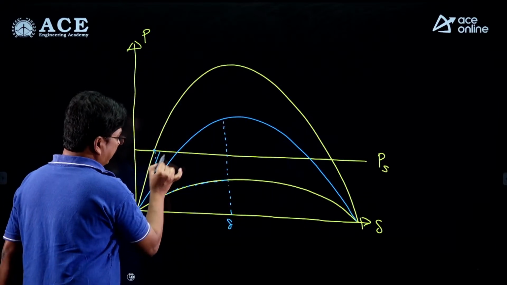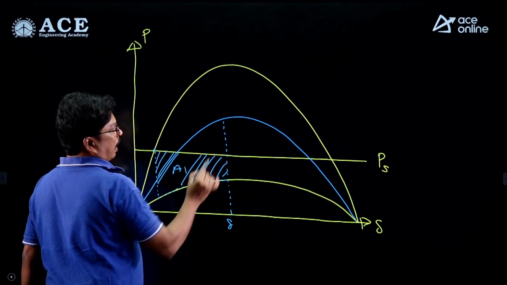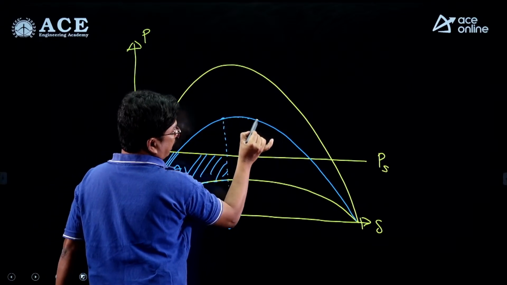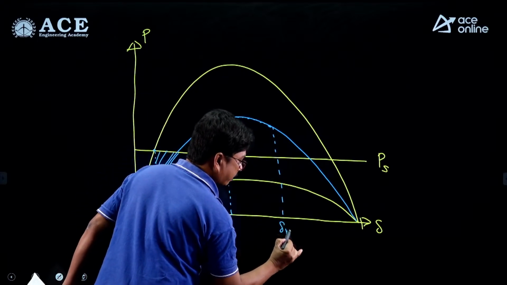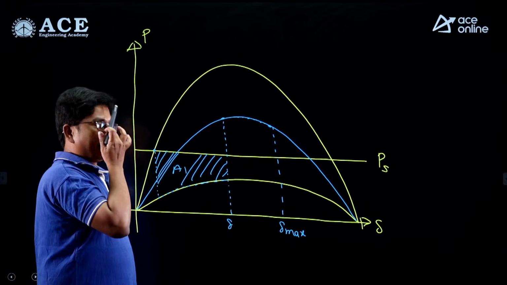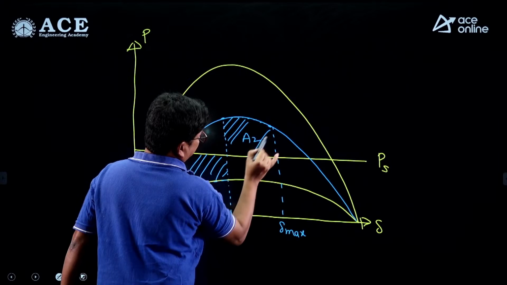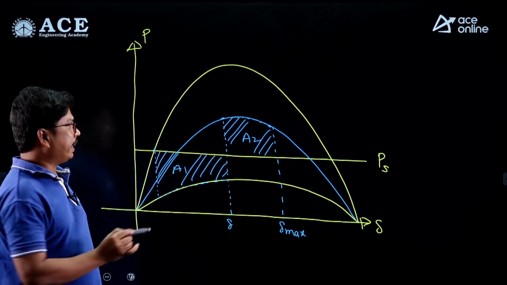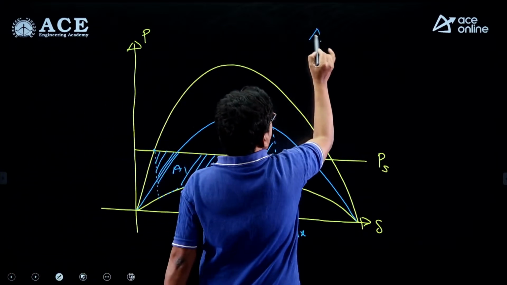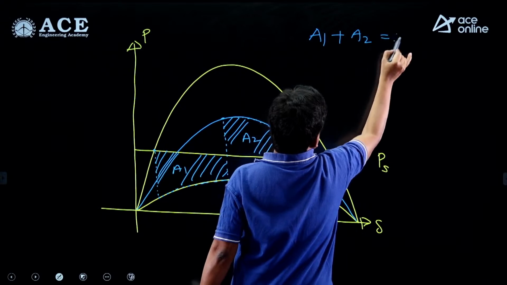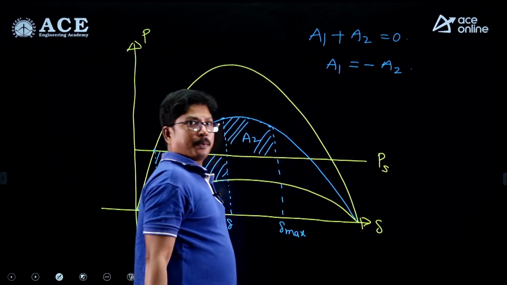So this is the accelerating area A1, and then the speed will be continuously reducing. Finally it will reach a point where we have delta max. Clear, right, students? Therefore, this area is the decelerating area. So area A1 is the accelerating area, and area A2 is the decelerating area. To get stability, area A1 plus area A2 must be equivalent to 0, or area A1 is nothing but minus area A2. Clear, right?